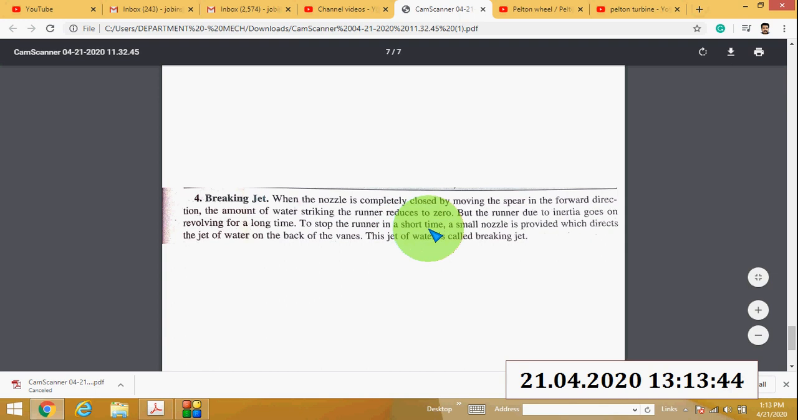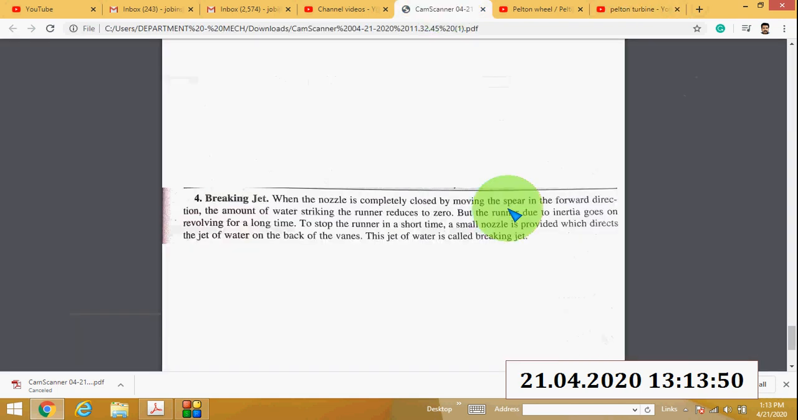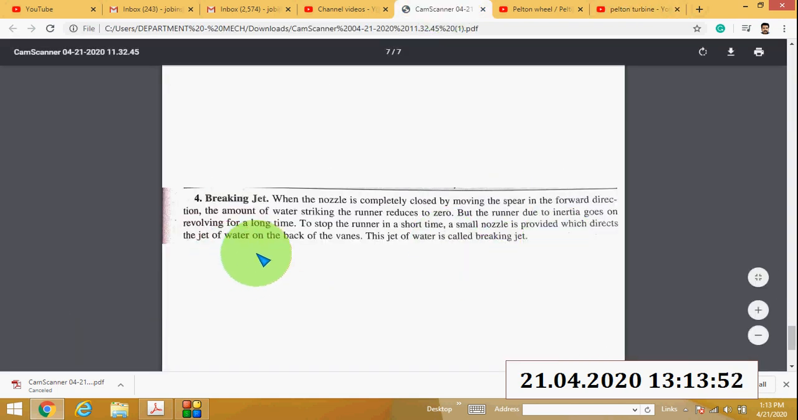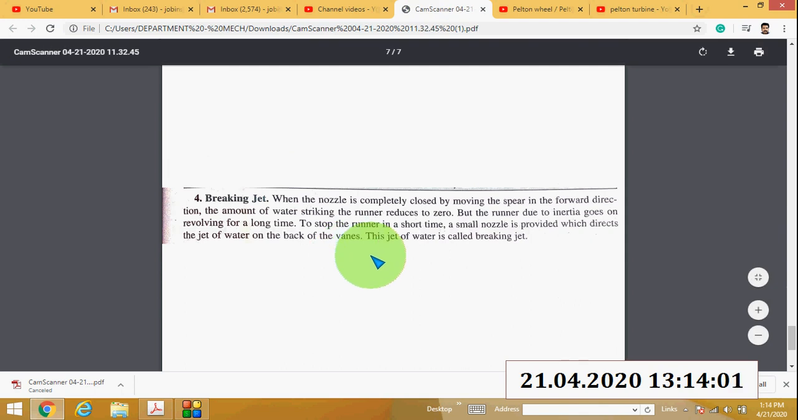To stop the runner in a short time, a small nozzle is provided. Here you can see this is the small nozzle, which directs the jet of water on the back side of the vanes. This jet of water is called a braking jet.